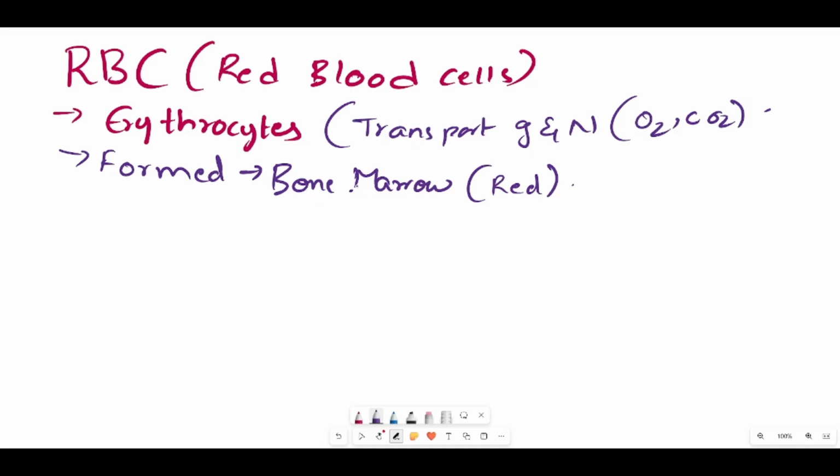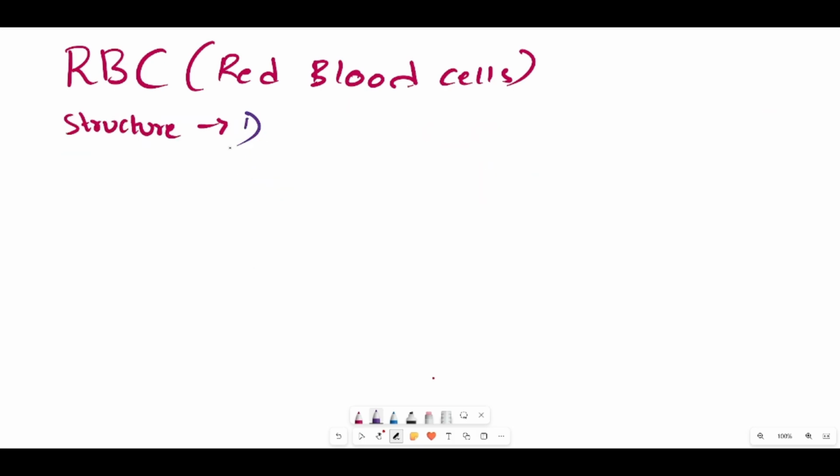So what is RBC? RBC is the red blood cell. It is also called erythrocytes, and its basic function is to transport the different gases and nutrients in the entire body. So those gases could be oxygen, carbon dioxide, etc. And these are mainly formed in the bone marrow, especially in the red bone marrow. Now let's get into the structure.